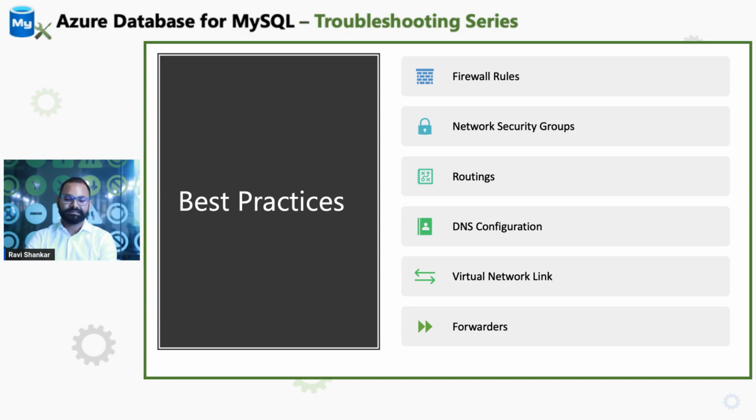Next one is the DNS configuration. DNS configuration is important as if proper name resolution does not work, many a times we get issues such as host not found, and then we tend to create host entries, which is not at all a very good practice. Because with flexible servers, there is a chance that during failovers, our IP might change.